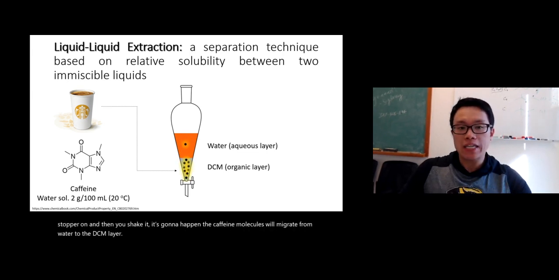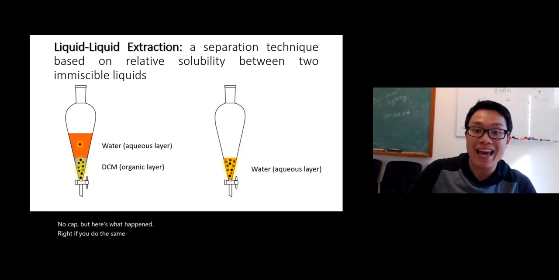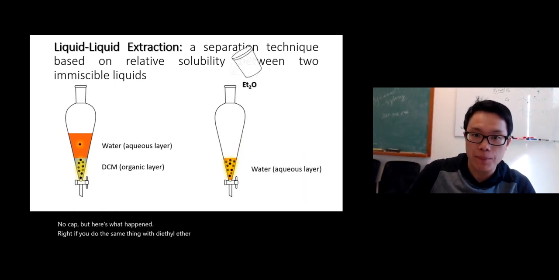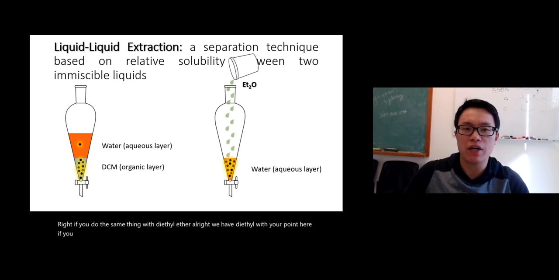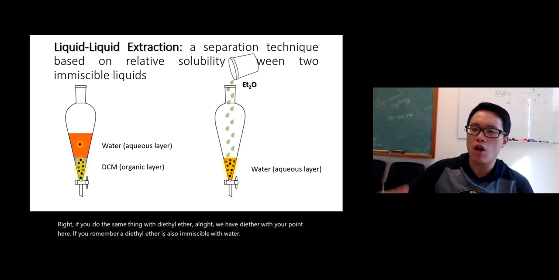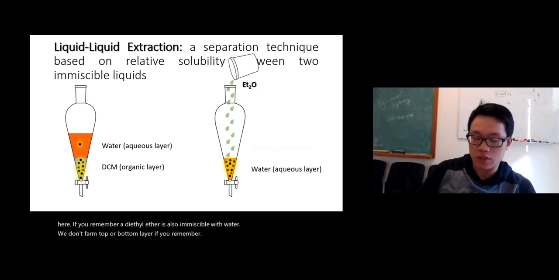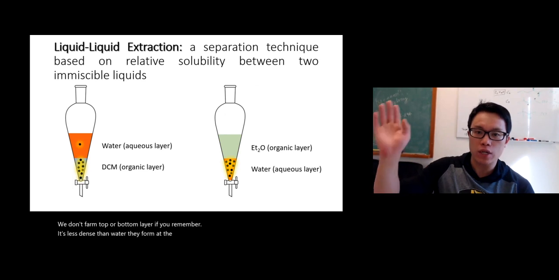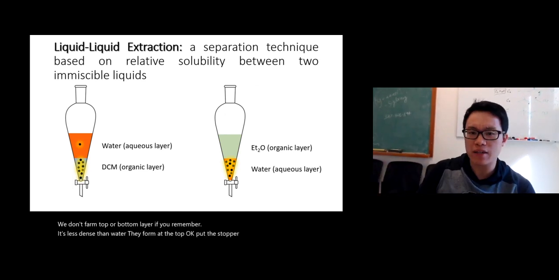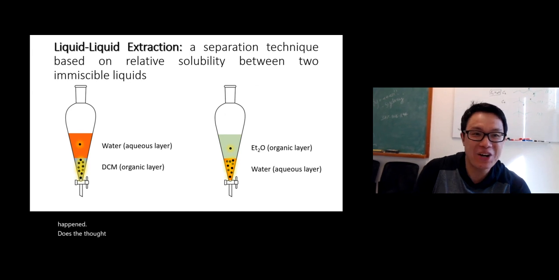But here's what happens if you do the same thing with diethyl ether. If you remember, diethyl ether is also immiscible with water, and it's less dense than water, so it forms the top layer. We put the stopper in, we shake it, and this is what happens. It doesn't go as well.